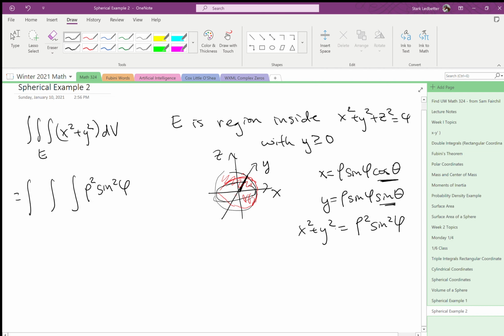And maybe I'll just erase this picture since it wasn't very illustrative. Then I need still a rho squared sine phi as part of my d rho, d phi, d theta. Okay, so a lot of terms going on there.